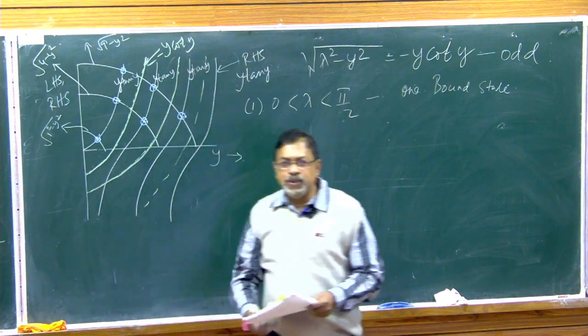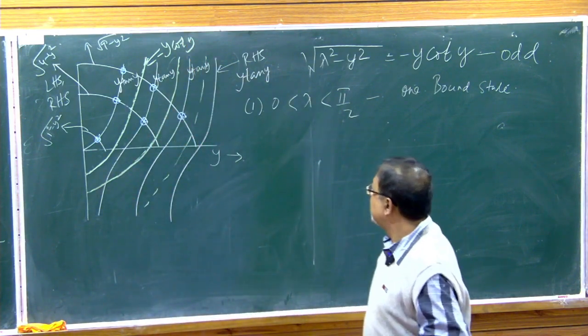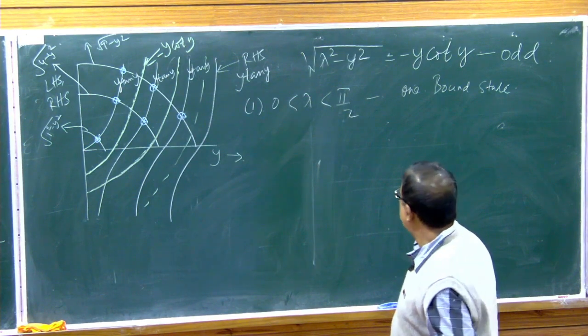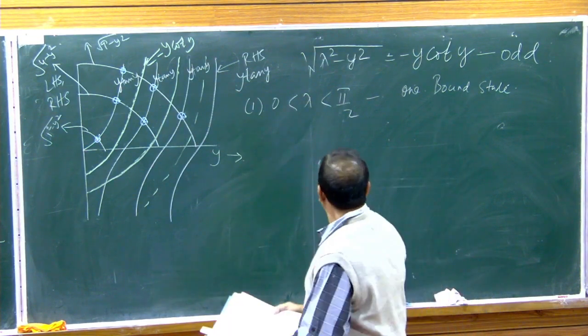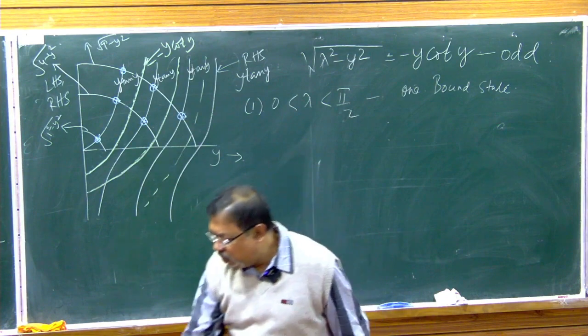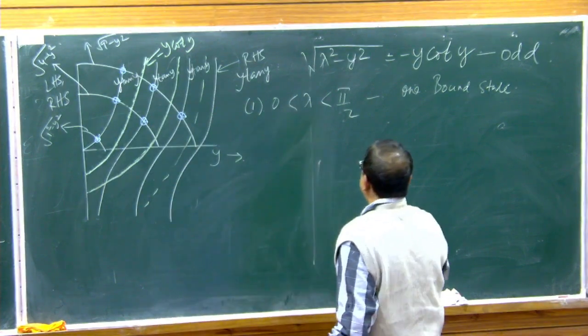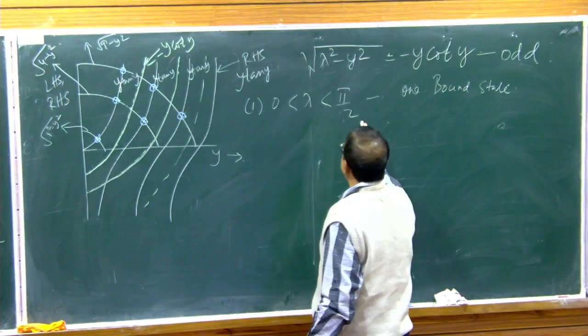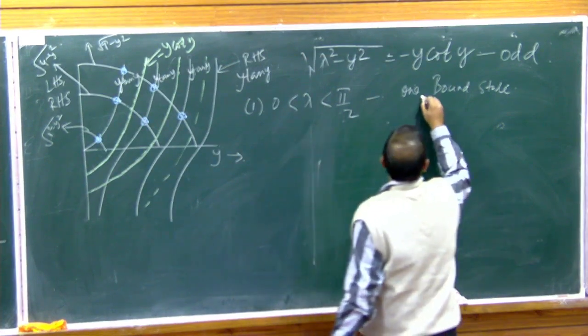Okay. I hope you are able to recognize these colors from a distance. And so now, if you have 0 less than lambda less than pi by 2, you have one even bound state.